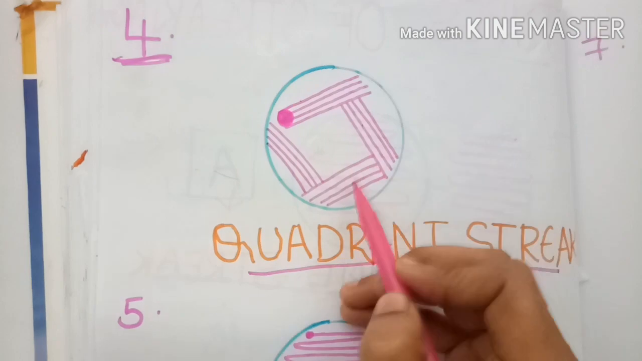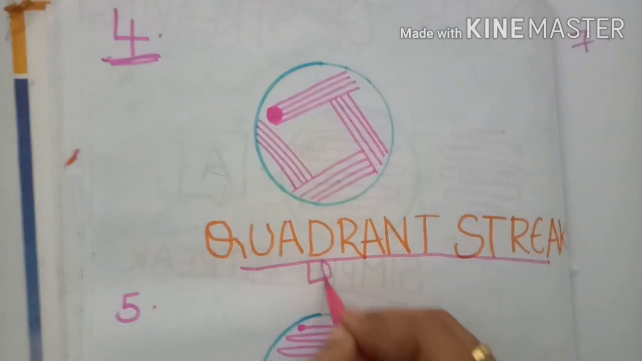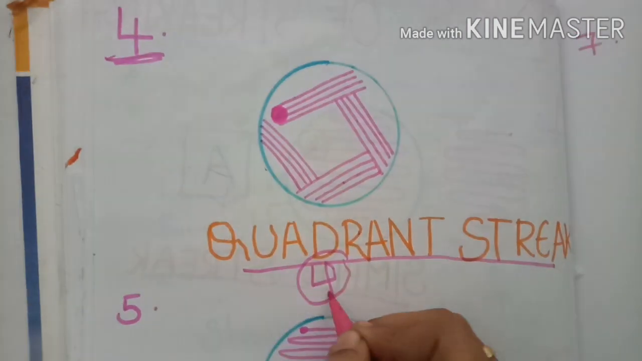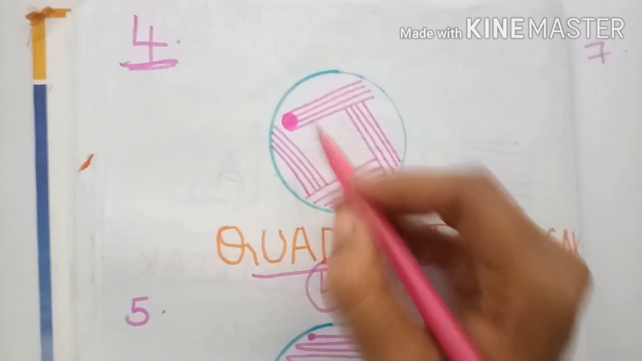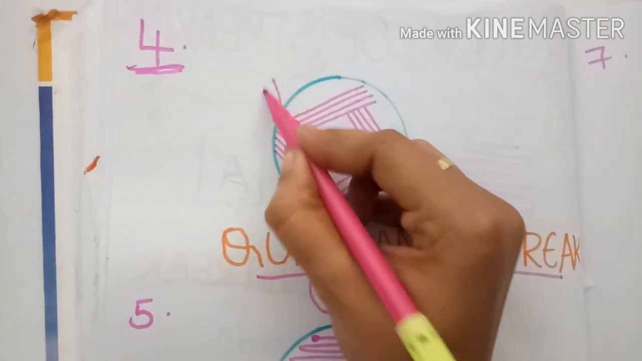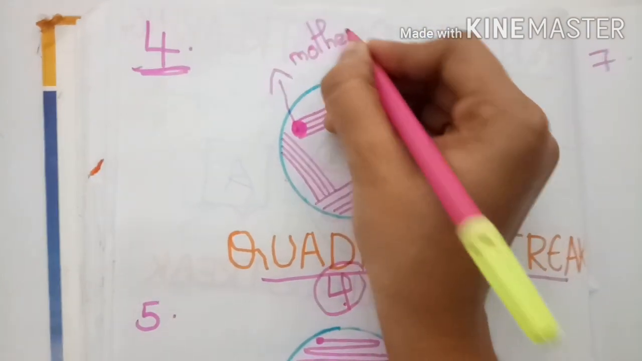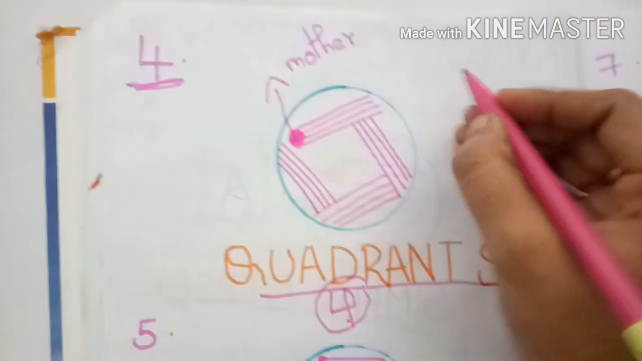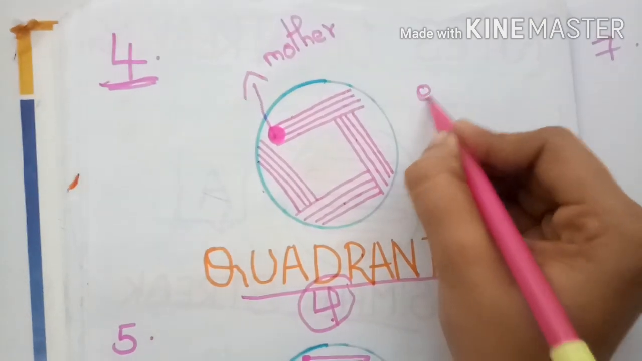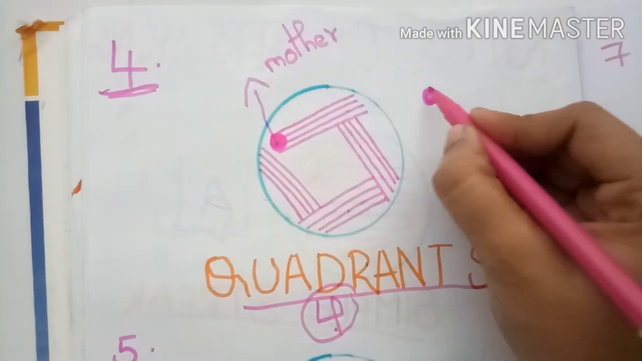Next, the fourth one is nothing but the quadrant streak. Quadrant 1, 2, 3, 4. Quadrant means four, so on the agar plate we are going to streak four streaks. The first one is known as the mother culture. First we are going to draw it on the plate, and from that we are going to streak. Let's see how it is streaked on the agar plate.